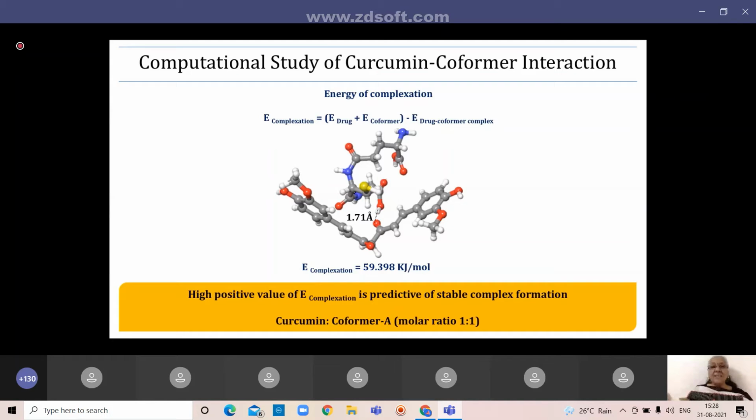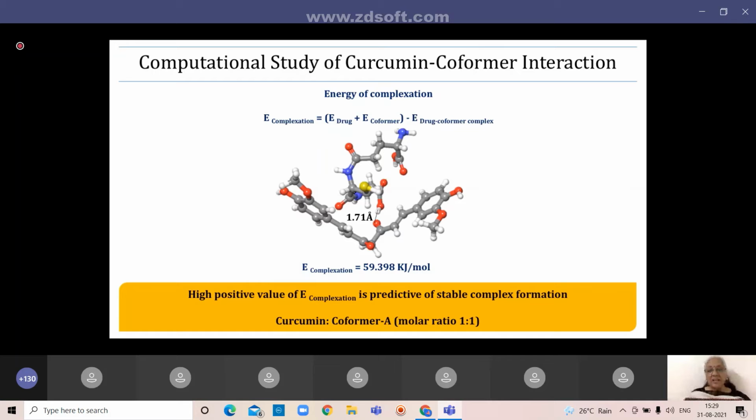Of course, what did we do in this case? We started with a computational study. So we looked at curcumin-coformer interaction. What you want when you're looking at such studies is the energy, right? Energy is what directs everything. So the energy of complexation has to be high, in fact, has to have a positive value. If you get such a value, that means it is a stable complex. So the first step was we screened many coformers which had potential antioxidant action.